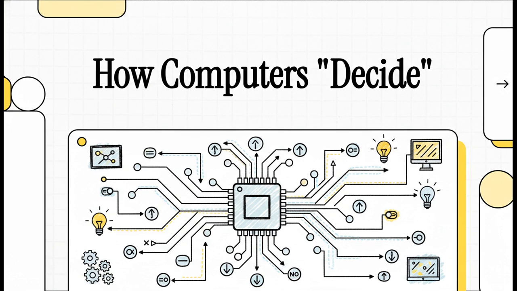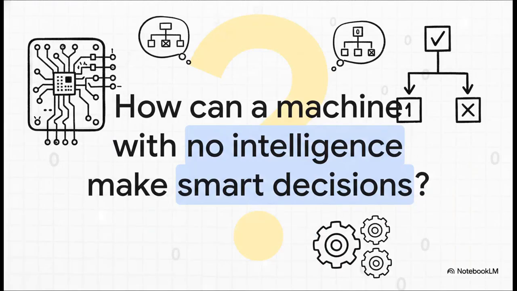So how on earth does a machine built on simple on and off switches create our entire complex digital world? Well, that's exactly what we're going to break down. So that brings up this huge, fundamental question, right? How can a machine that literally cannot think do things that seem so incredibly smart? How does it actually decide anything?